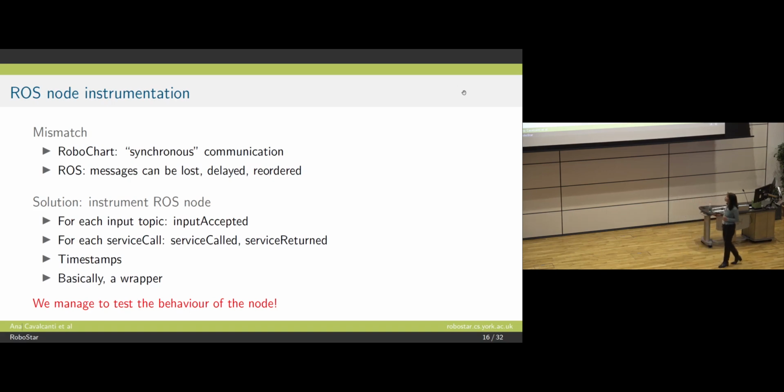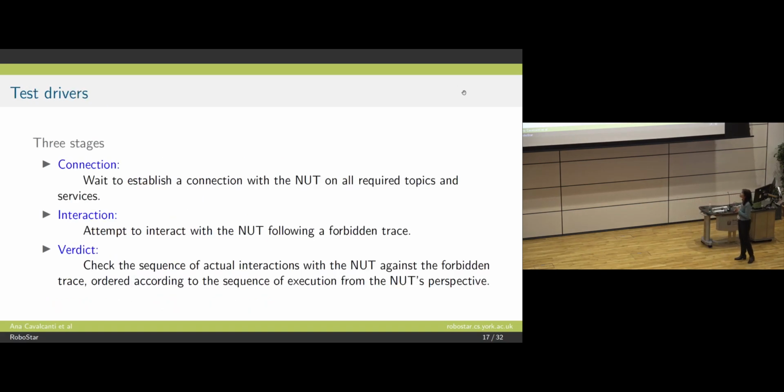And then we managed to test the behavior of the node. The test drivers then go in three stages. They wait to establish a connection with the node on all required topics and services. They interact according to the trace, and then they give a verdict, checking the actual sequence of the interactions. They observe all those input accepted and the times and so on. They understand what the trace is, so they check against the ordered trace and give you the verdict. Okay? So that is how it works.